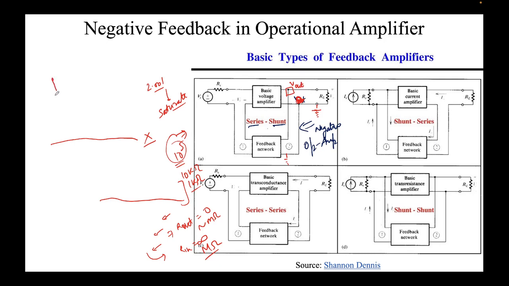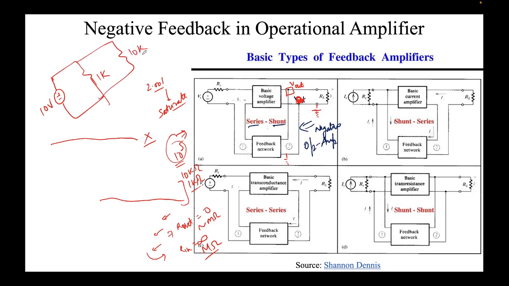I'll draw a circuit here. So let's say this is 10 volts, and this is 1 kilo ohms. Can you tell me what is the voltage applied across this 1 kilo ohms resistor? 10 volts. Okay.